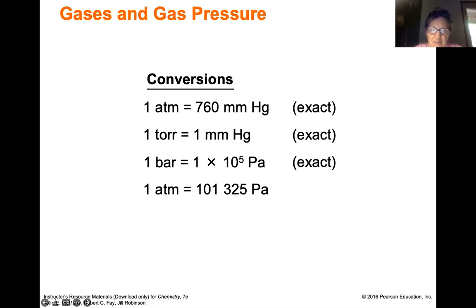If you're working with a barometer and have some millimeters of mercury in the column, you can convert it into atmospheres by knowing that 760 millimeters of mercury is one atmosphere. 1 torr equals 1 millimeter of mercury. 1 bar is 100,000 pascals, and 1 atmosphere is 101,325 pascals. So you have that table in your book, and you are free to put that on your note card if you want to.